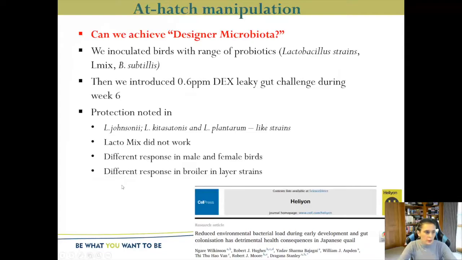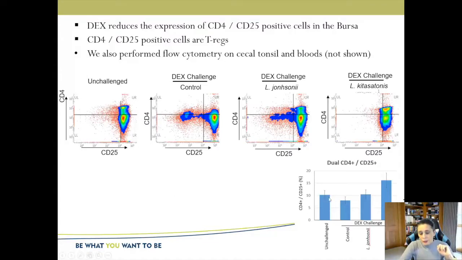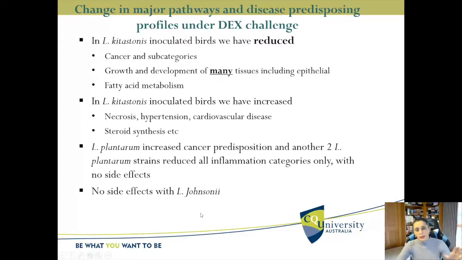We did lots of other experiments trying to manipulate microbiota. So can we design a microbiota by giving the birds something more manageable? Just give them a small amount of a live probiotic strain immediately after they hatch and put them in a shed with other birds. We did this with different Lactobacillus strains, and out of many, only a few worked. Lactobacillus johnsonii, kitasatonis, and plantarum-like strains were able to protect birds from leaky gut challenge. In the leaky gut challenge, protected birds showed a much higher amount of Treg cells and much better ability to control inflammation. And those birds were not getting diarrhea and putrid litter like control birds.